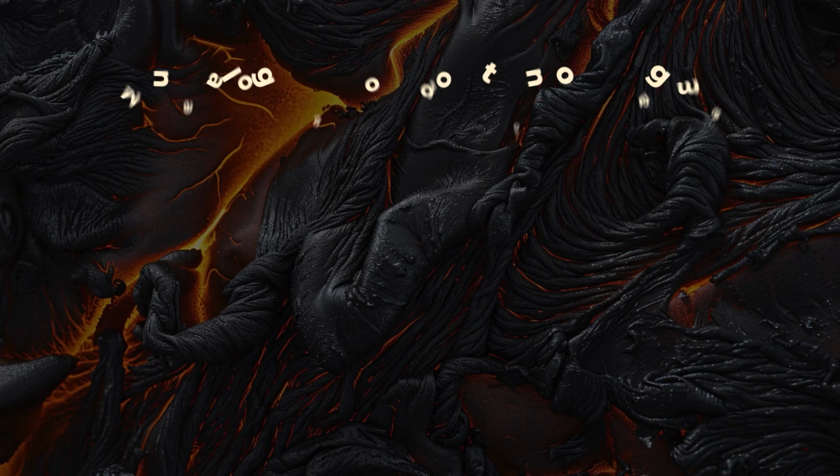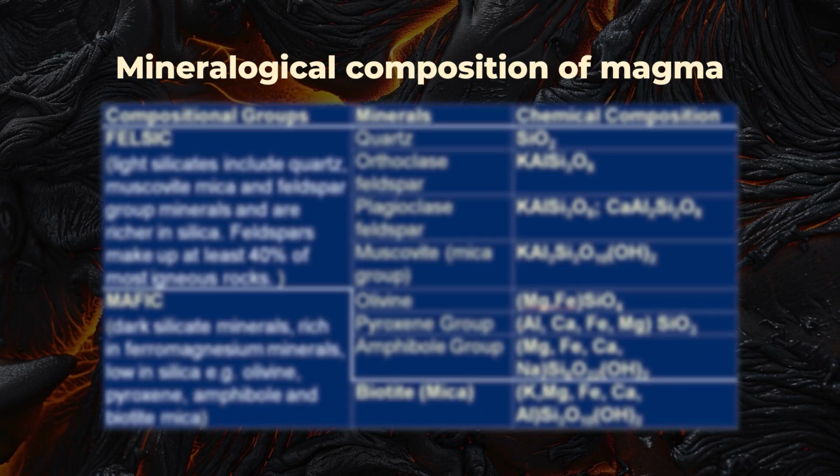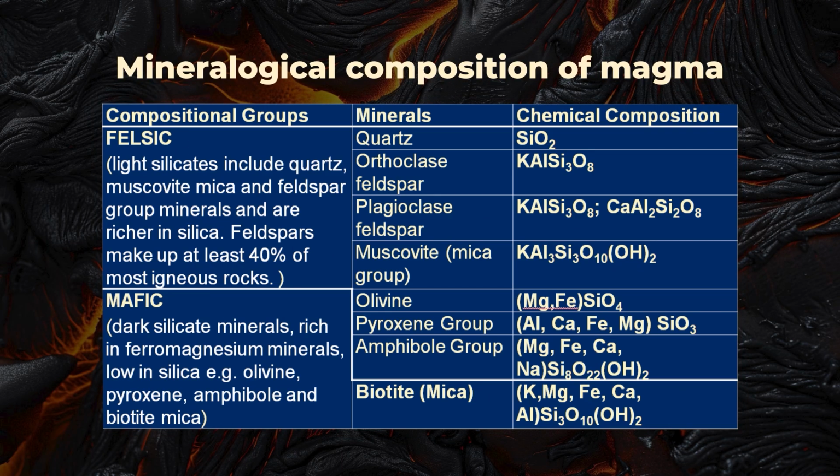Now this is the mineralogical composition. The felsic rocks, which include light silicates, have minerals such as quartz, muscovite mica, and feldspar group minerals, which are richer in silica. Feldspars make up about 40% of most igneous rocks. Basically, the minerals in felsic rocks are quartz, orthoclase feldspar, plagioclase, and muscovite.